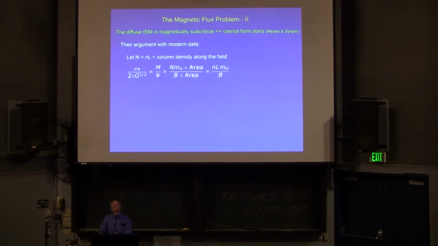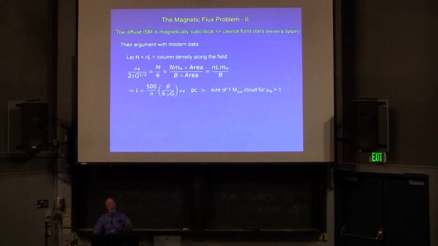Let capital N be the column density. It's just the density times the size along the field. And then if we write down the mass to flux ratio, taking out this constant, the 2 pi root G, you get the mass, which is the column density times the mass per particle, times the area. And you divide that by the flux, so that's the magnetic field times the area. So you see the area cancels out, and you get a relation which is just between the density, the length along the field, and the magnetic field. So you can then solve for what this length is, and you get a very amazing result.